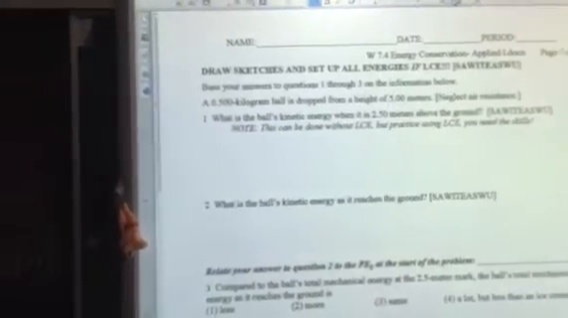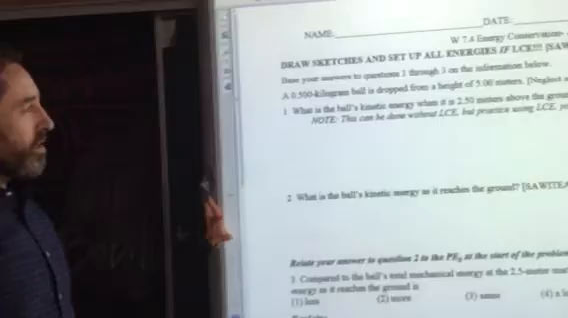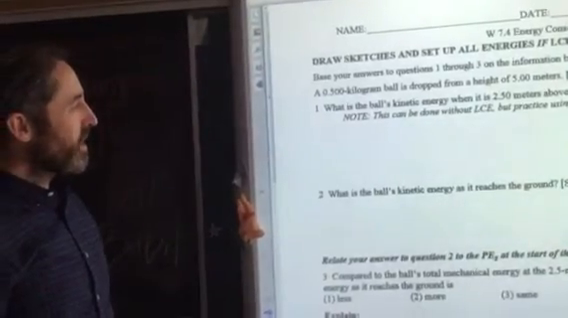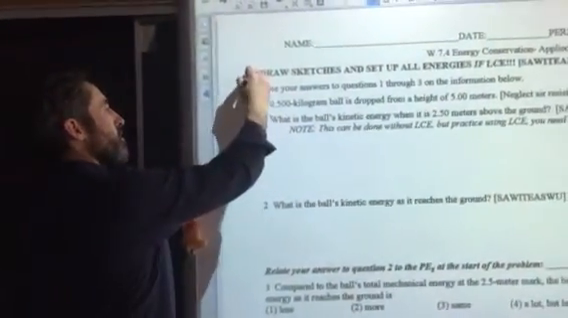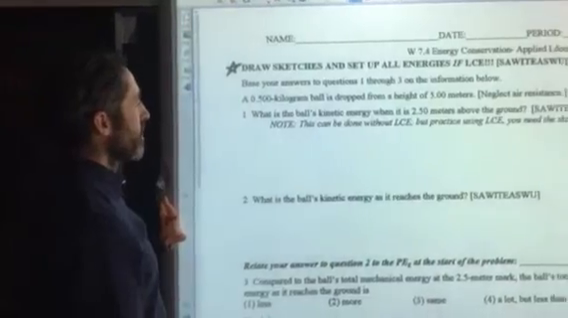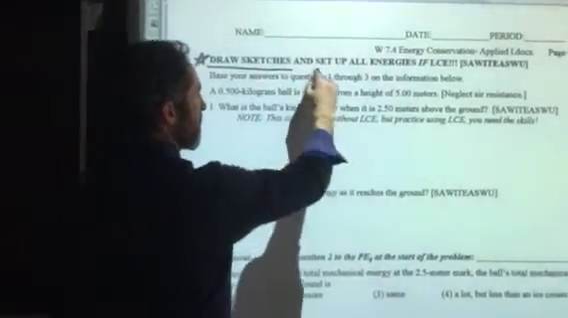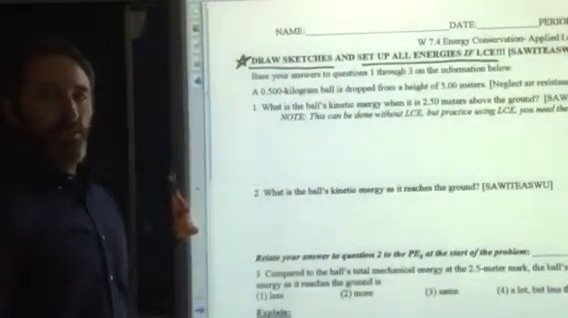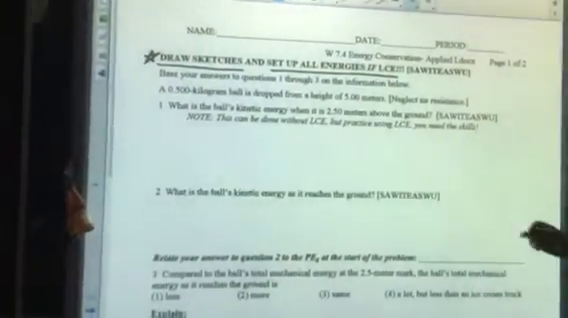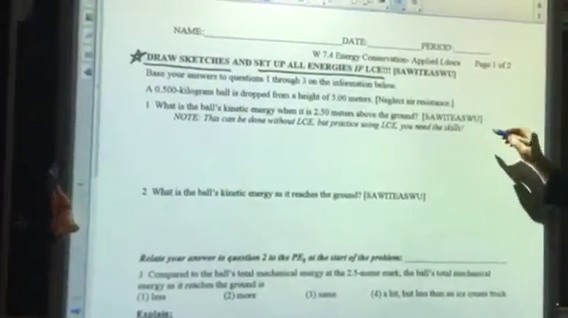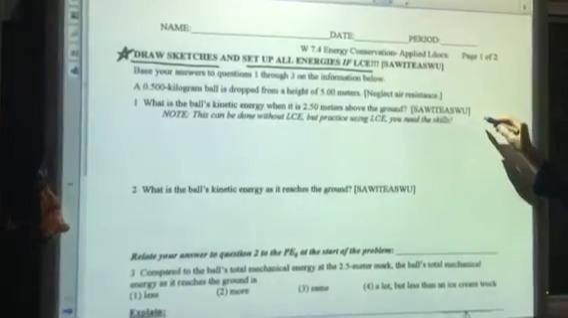Okay, so you're doing 7.4 tonight, and just in case you had a little trouble, let this be a guide. First and foremost, in bold and capital, so you may not have noticed it, it says draw sketches and set up all energies if you're doing the law of conservation of energy. You can stay put. And how you do that with the sketches, just like W7.4, you need to keep track of the energies at different locations.